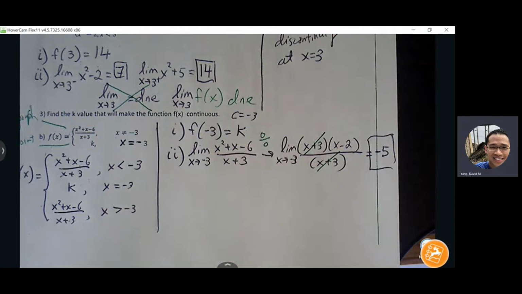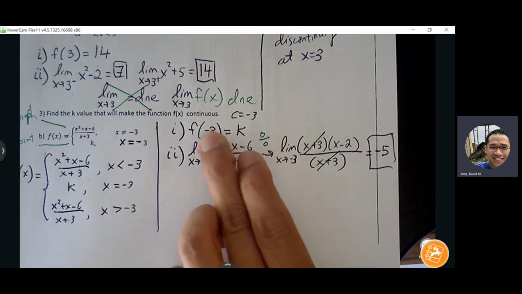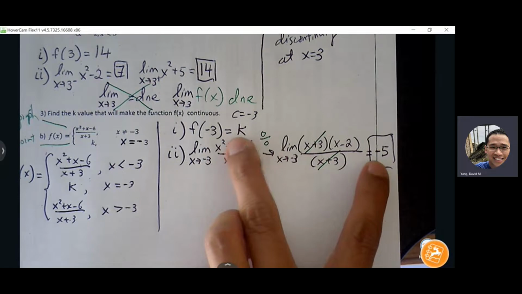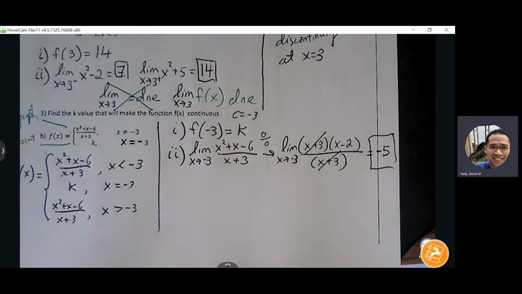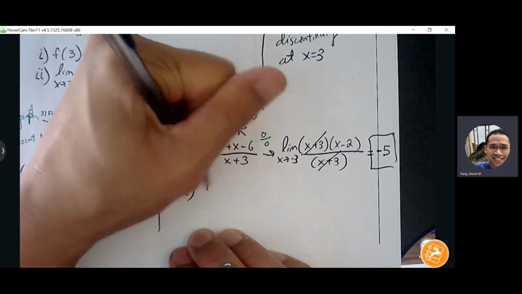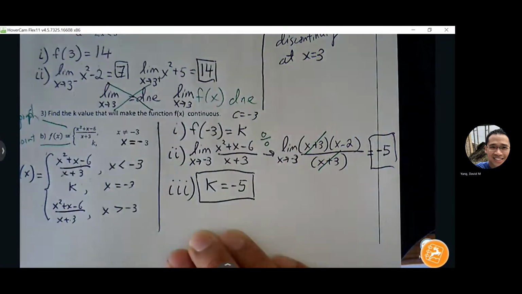So we want all three conditions to pass. What needs to happen if the third condition is to pass? The first and second have to agree, right? The point has to be the same as the limit. So if we want to force that to happen, then we have to do what? k must be equal to -5. And just by going through the conditions, we're able to solve for the variable we're looking for.